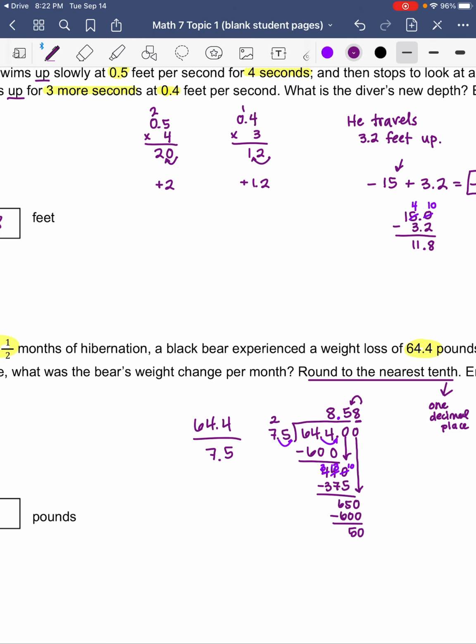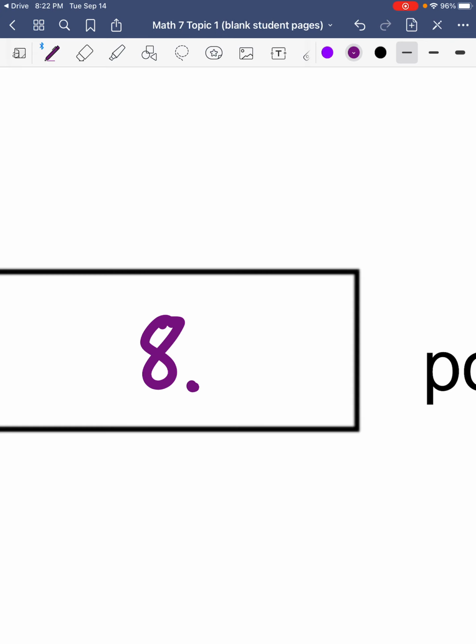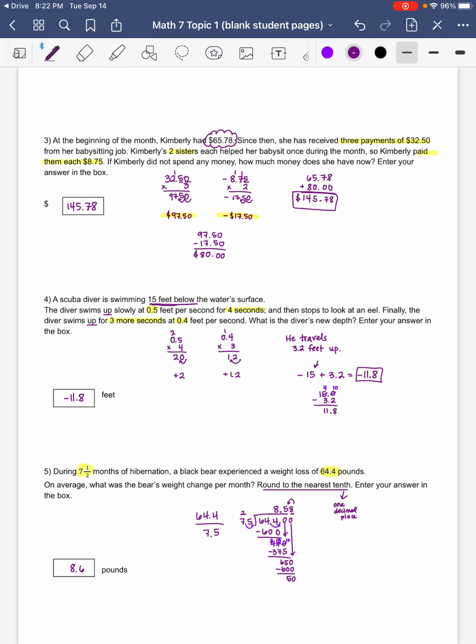So how many pounds does he lose per month? Well, he loses 8.6 pounds per month. 8.6 pounds per month.